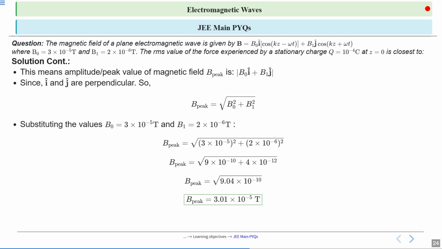Now we'll take the root. So B peak will be equal to 3.01 into 10 to the power minus 5 Tesla. So this is the peak value of magnetic field.